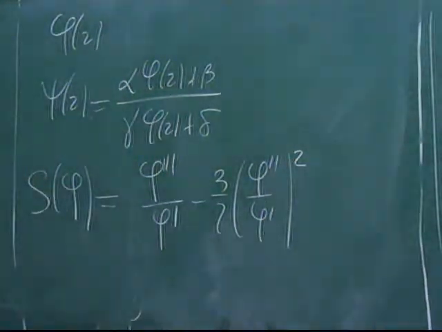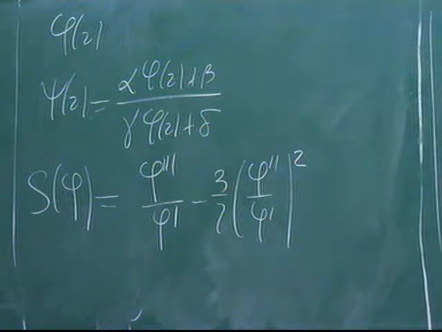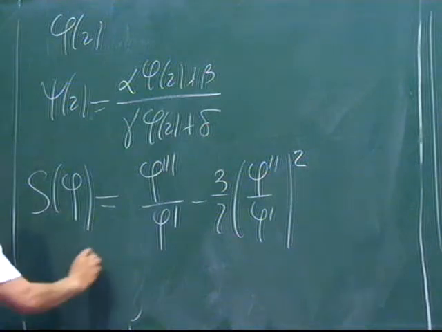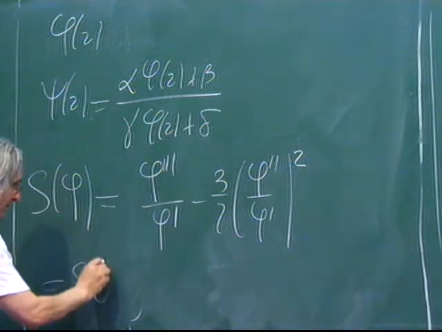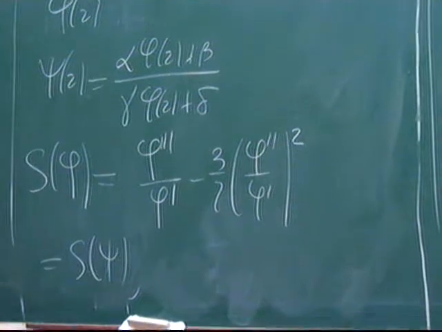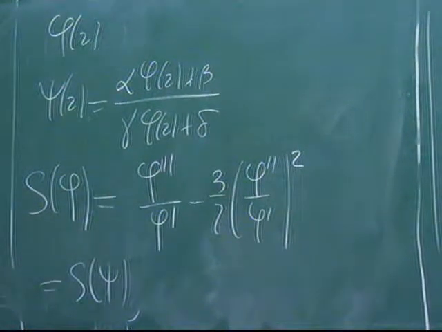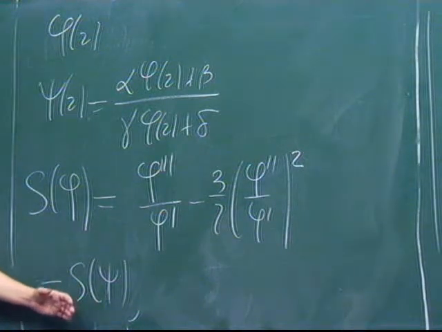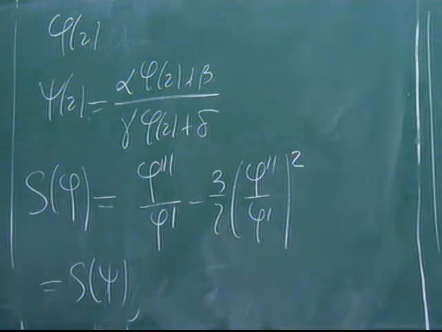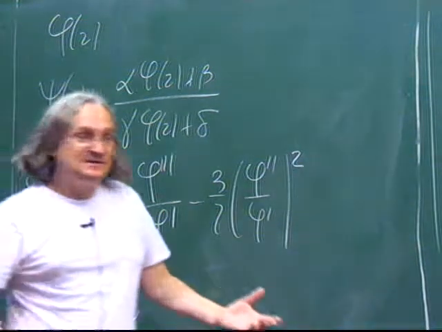I think this is it. Okay, so you define this, and you check. This is the way Schwarz does, with no intuition, just computation. You check that this is indeed equal to S of psi. And once you have this tool of Schwarzian derivative, which is insensitive to change of coordinate by Möbius transformation, you can play exactly the same game.